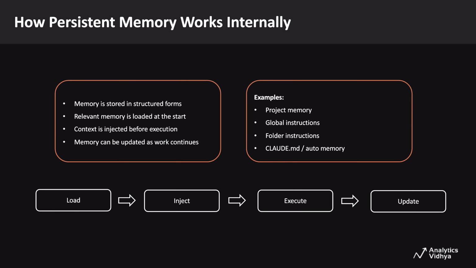Under the hood, persistent memory works like a loop. Relevant memory is loaded, injected into the task context, used during execution, and then updated if needed. In Cowork, this includes project memory, global instructions, and folder instructions. In Claude Code, Anthropic documents two persistent mechanisms: Claude.md, which you write, and auto memory, which Claude writes itself based on corrections and patterns. Both are loaded at the start of every session.